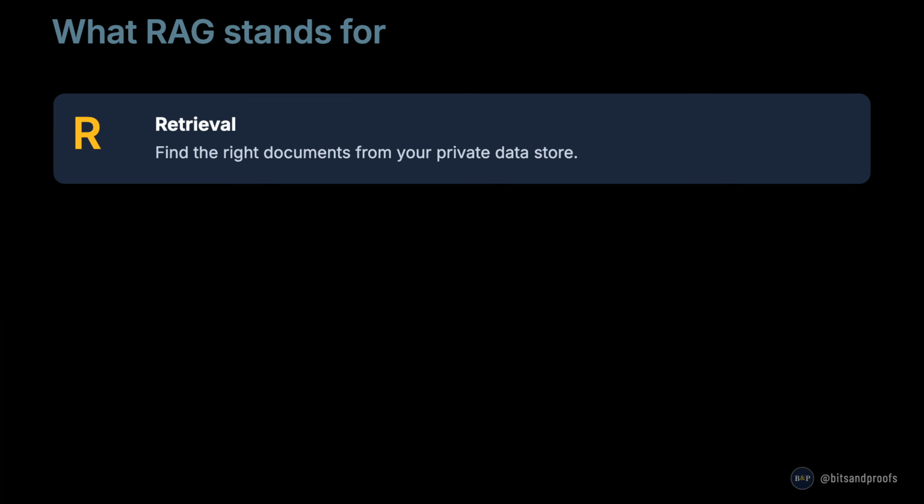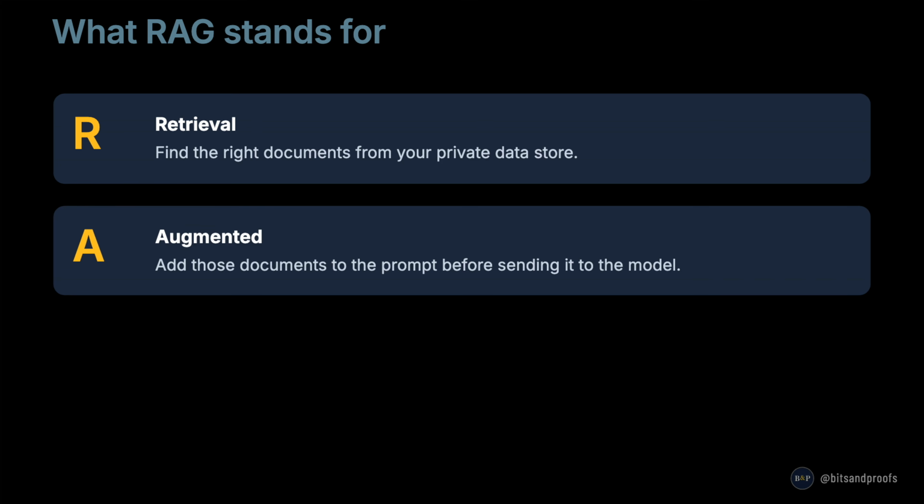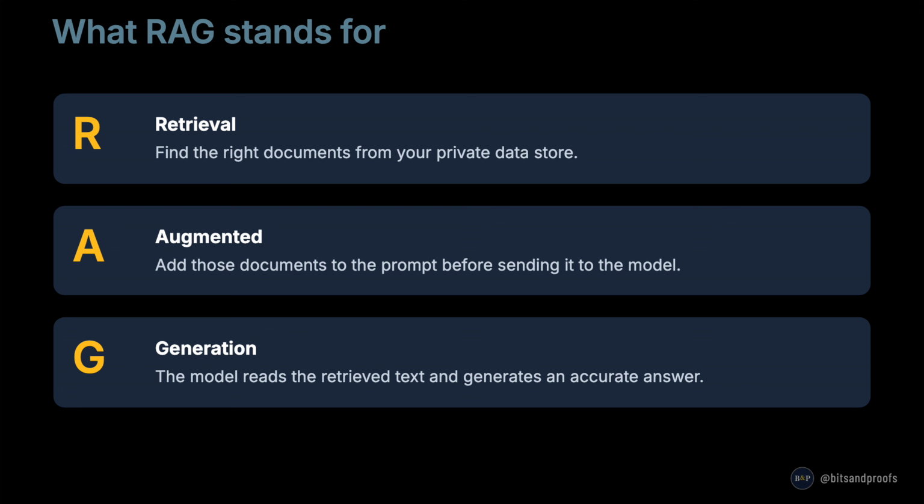RAG stands for Retrieval-Augmented Generation. R for retrieval means you find the right documents from your private data store. You don't have to feed all of your documents, but just the ones you need. The A is augmented. You add those documents to the prompt. You augment the model's input with real, current, private knowledge. The G is generation. The model reads the retrieved text and generates an accurate answer. It did not learn this during training. It just reads it now.